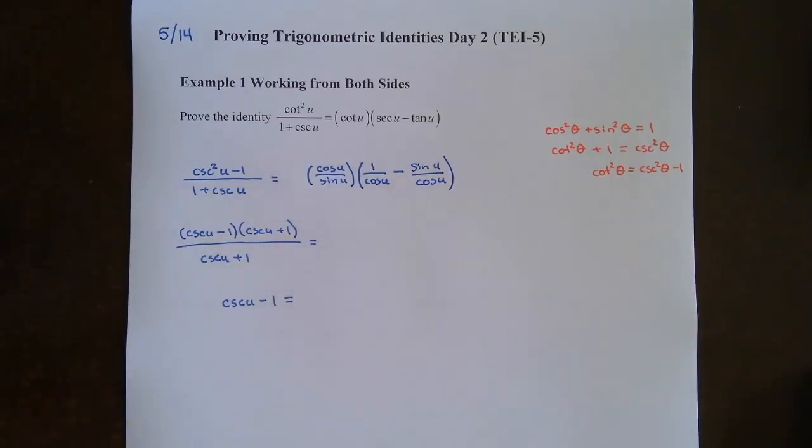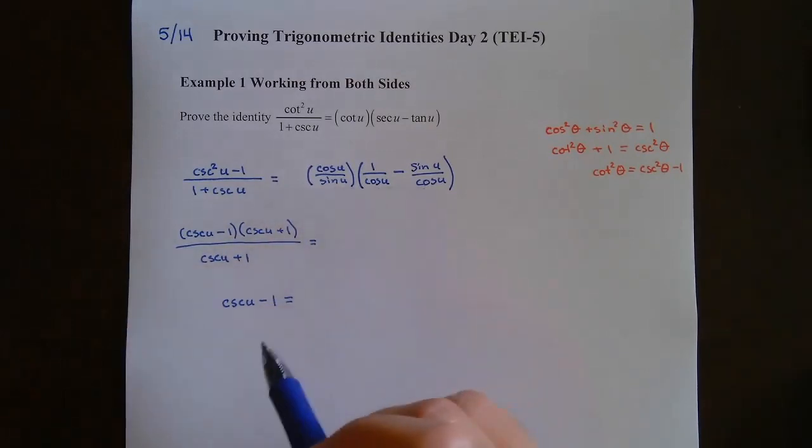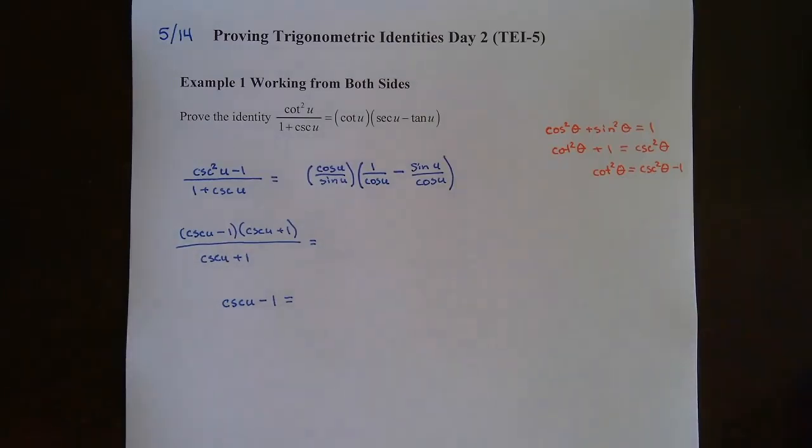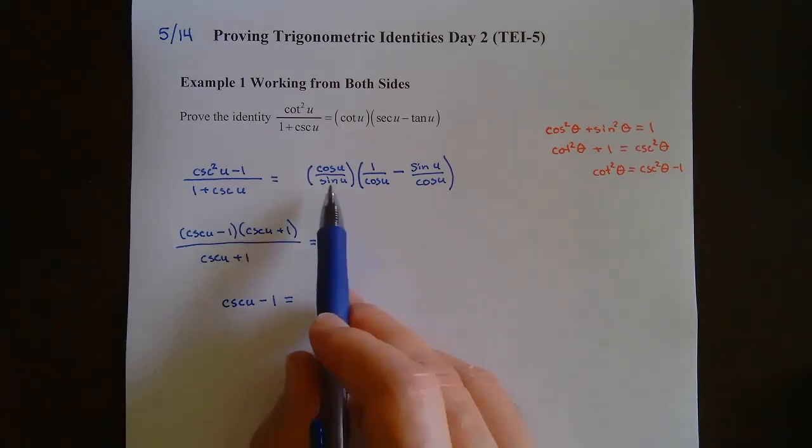Well, where could you go? Because that looks more complicated, right? But what you could do now is multiply this out. You could have multiplied it out earlier too and written cotangent u secant u minus cotangent u tan u. You could have done that too. So there's not just one way to do these. The bottom line is you just have to get them to match up, and you show through a series of steps that the left side and the right side are the same thing. So now I'm going to multiply these two together.